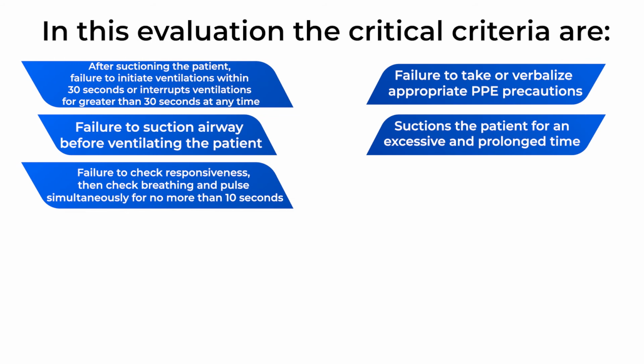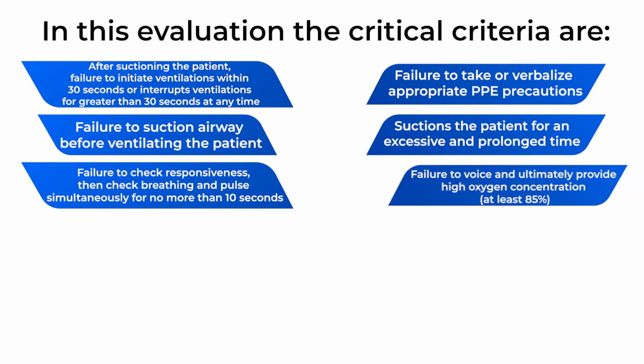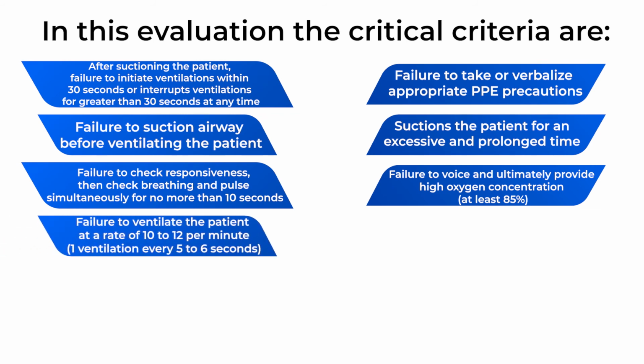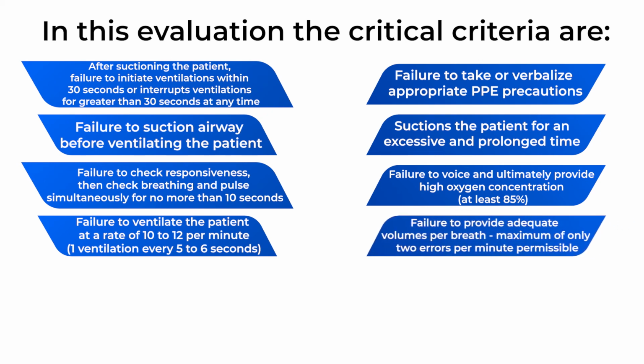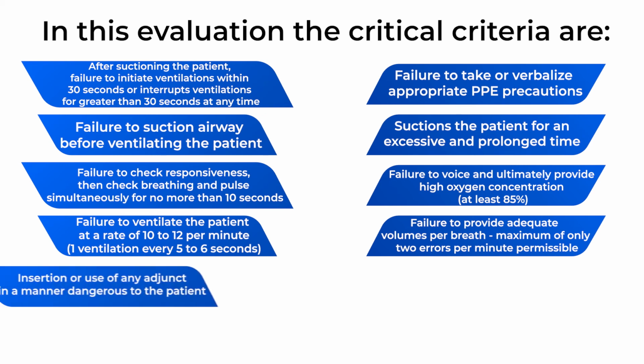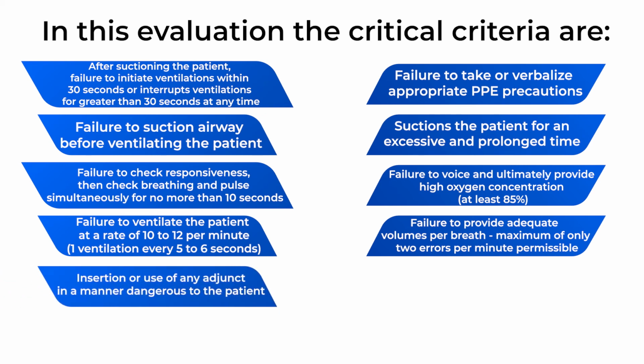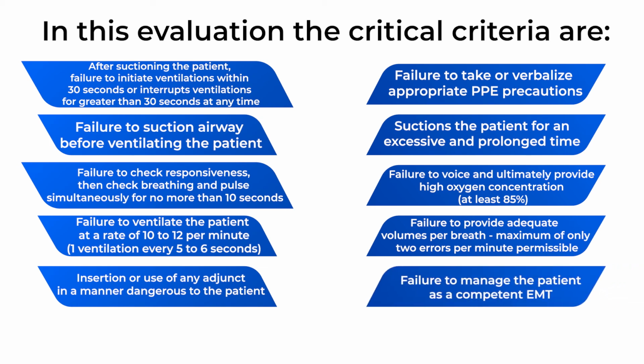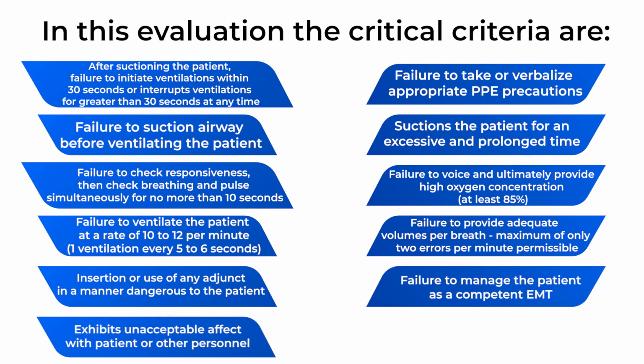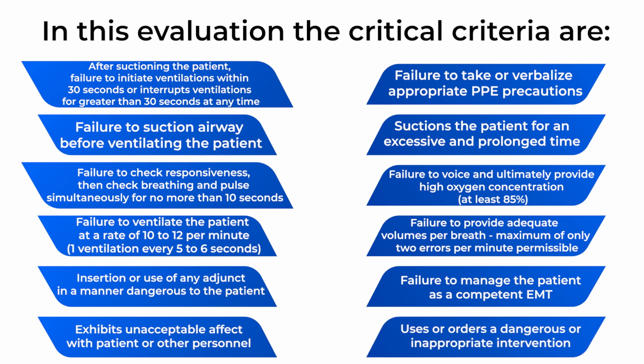Failure to check responsiveness, then check breathing and pulse simultaneously for no more than 10 seconds. Failure to voice and ultimately provide high flow oxygen of at least 85%. Failure to ventilate the patient at a rate of 10 to 12 per minute, one ventilation every 5 to 6 seconds. Failure to provide adequate volumes per breath, maximum of only 2 errors per minute permissible. Insertion or use of any adjunct in a manner dangerous to the patient. Failure to manage the patient as a competent EMT, exhibits unacceptable affect with the patient or other personnel, or uses or orders a dangerous or inappropriate intervention.